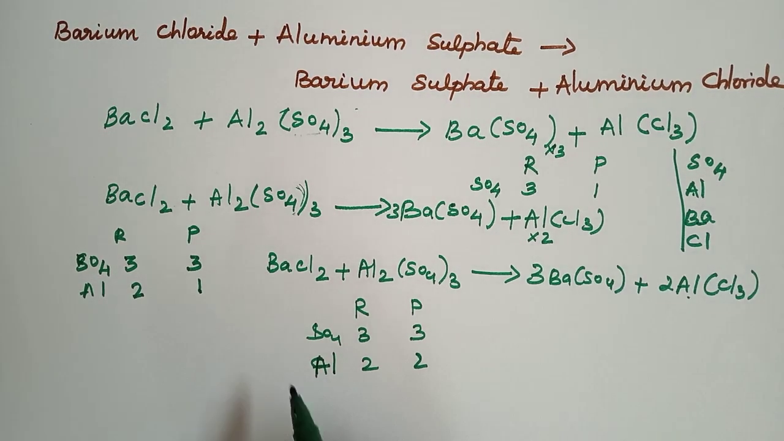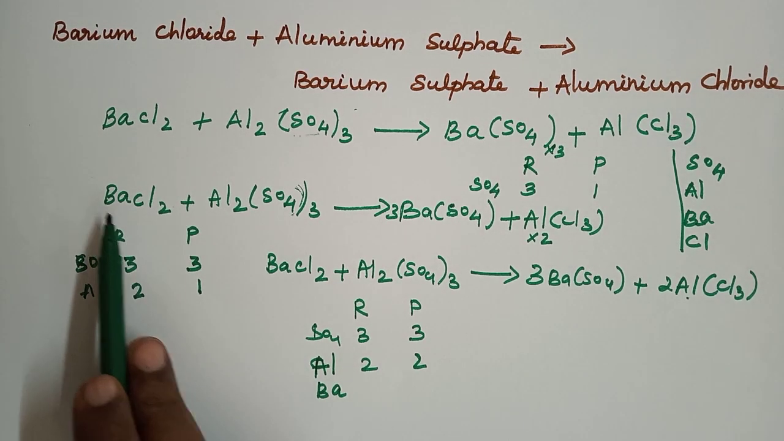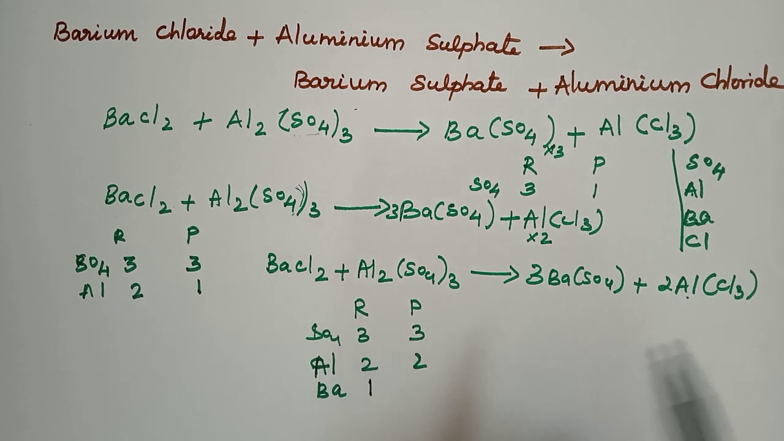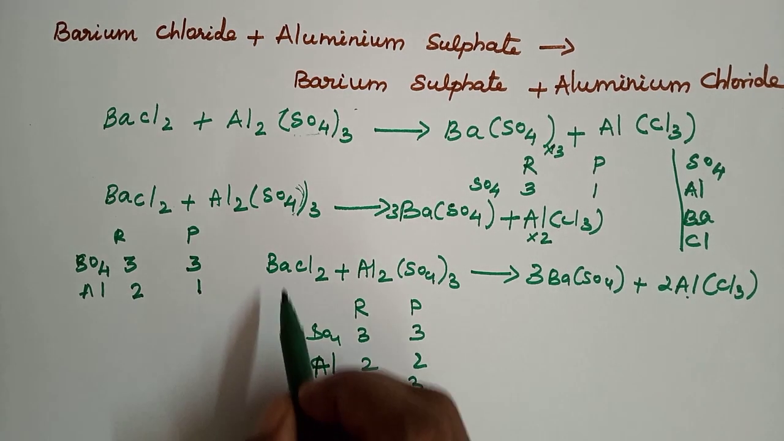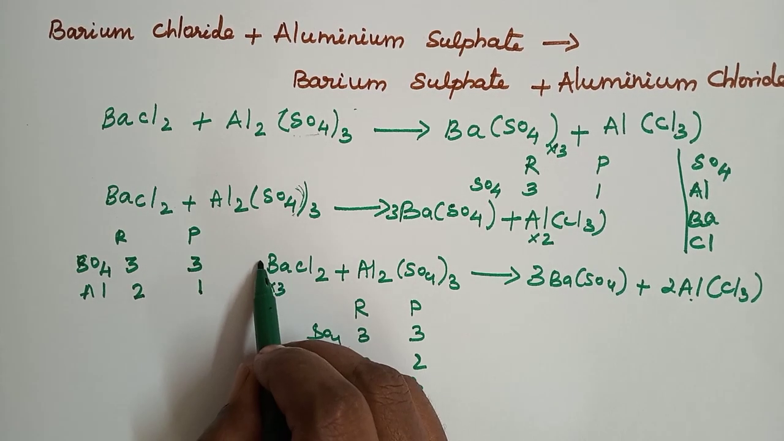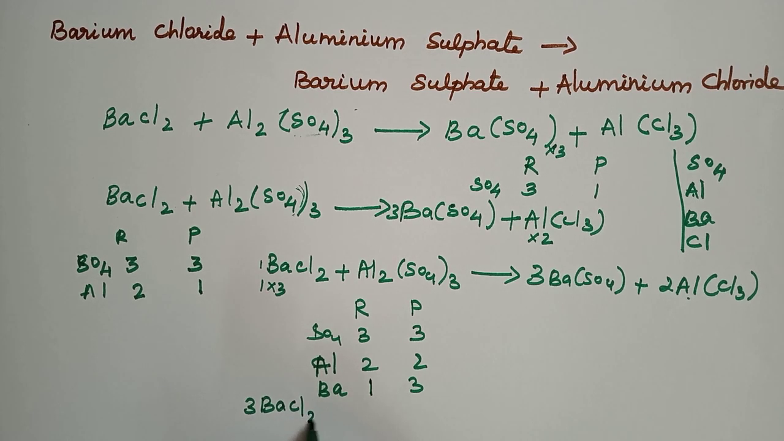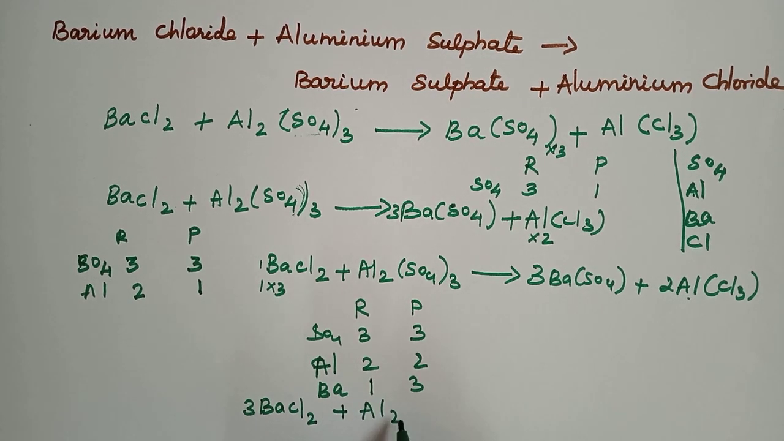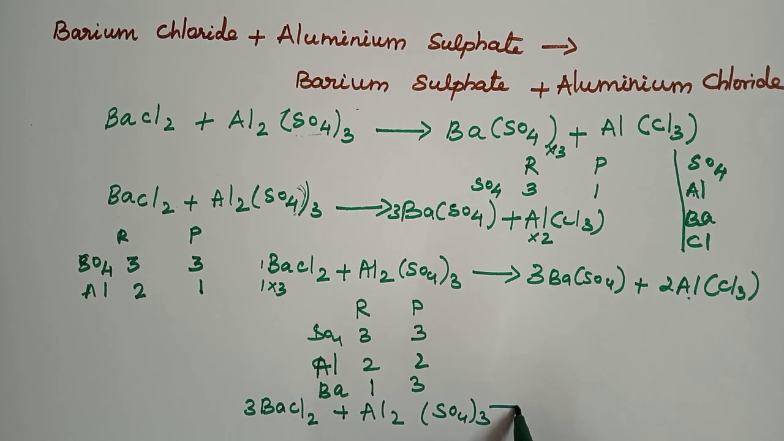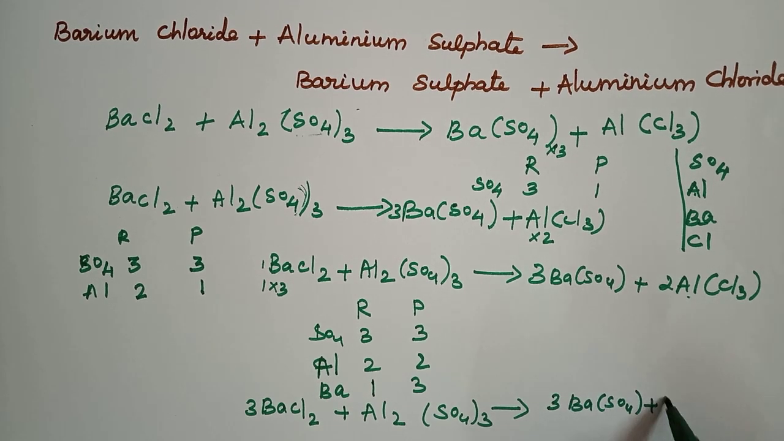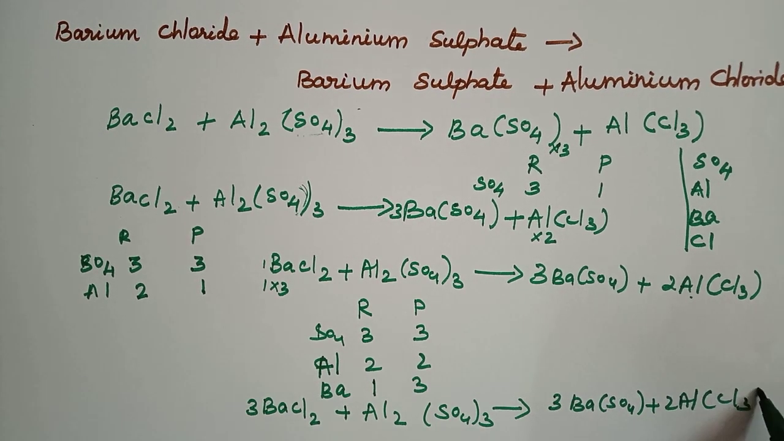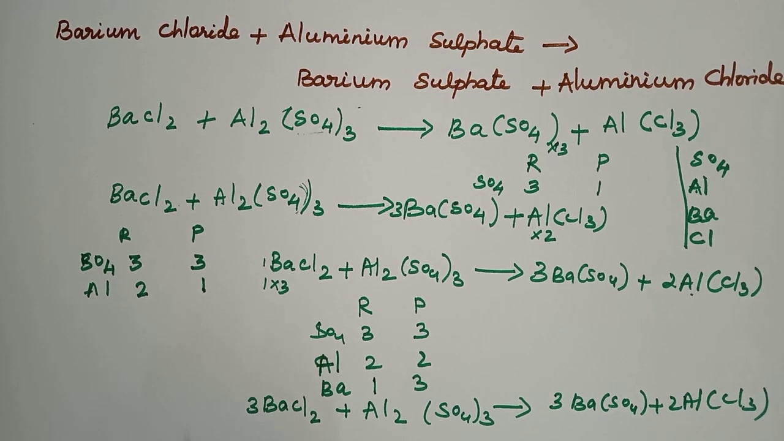Now we have to see next barium. Okay. So now how many bariums this side? 1. This side 3. So what we have to do? We have to multiply with 3. Already here 1 is there, no? So now the new reaction is 3BaCl2 plus Al2(SO4)3 gives 3BaSO4 plus 2AlCl3. This is a new equation.